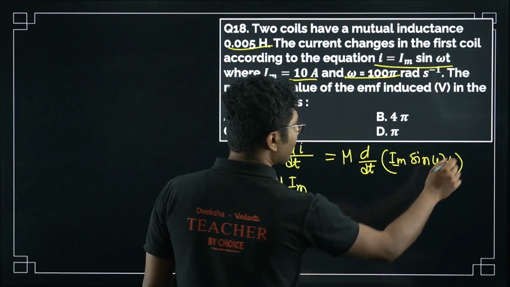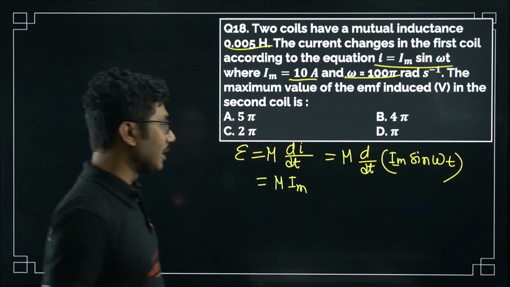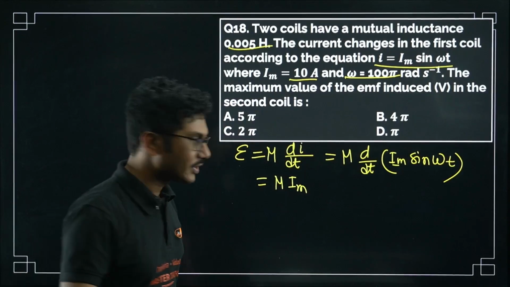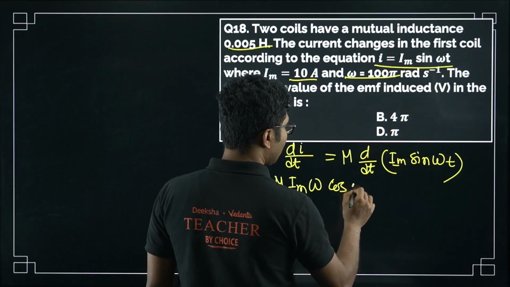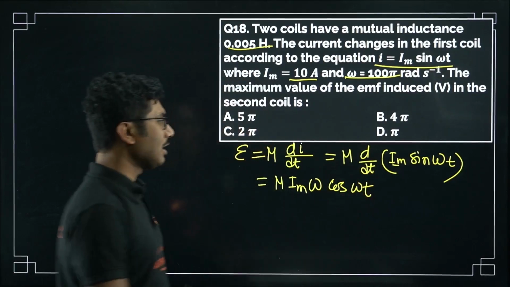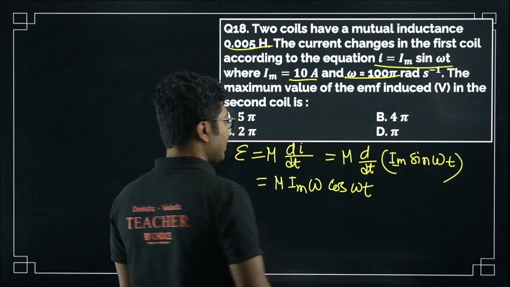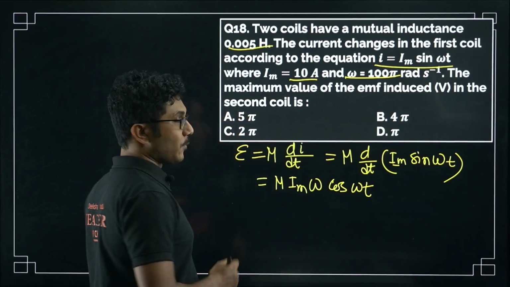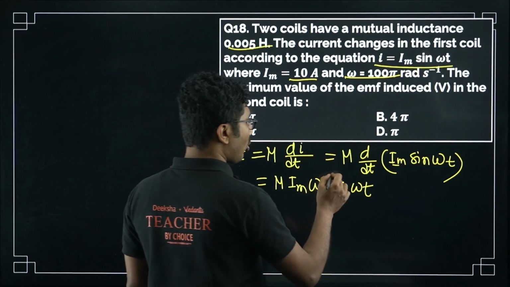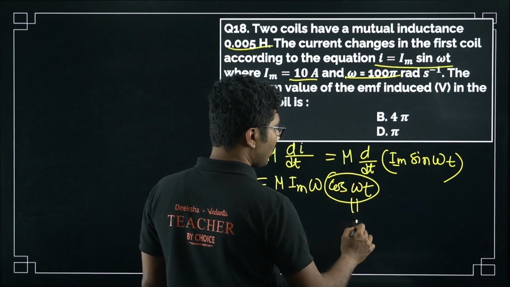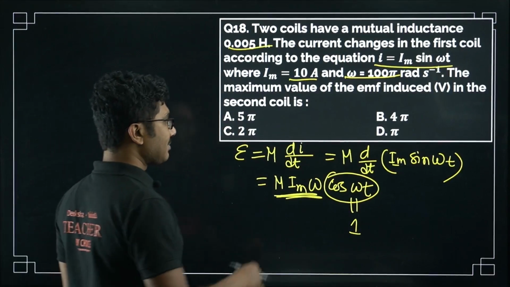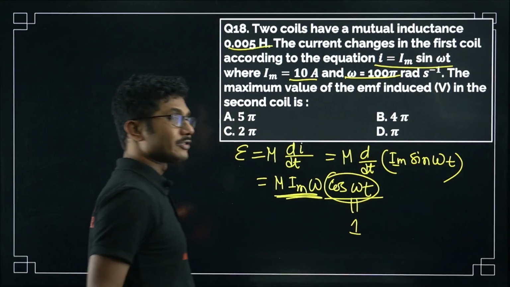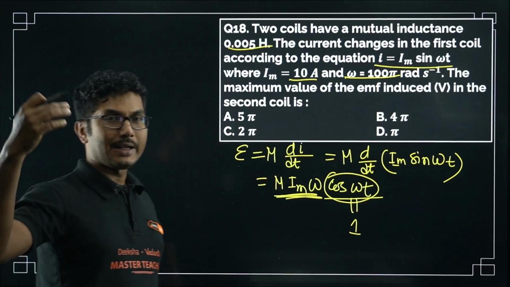Now Im is constant, it is coming out of the differentiation. Differentiation of sin at is a into cos at, right? So omega cos omega t. Now what is the maximum value? When it is maximum, the cos theta can be equal to 1. This is the amplitude or the maximum value, right? For maximum value, for any cos function or sine function, we assume that they are 1.